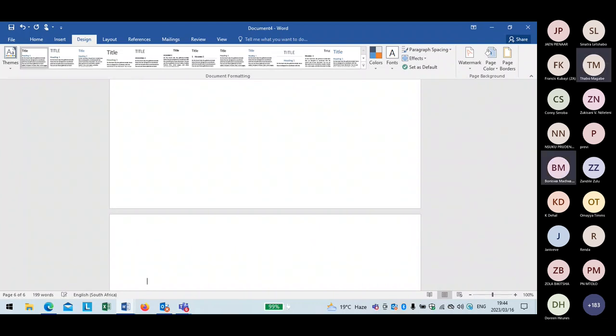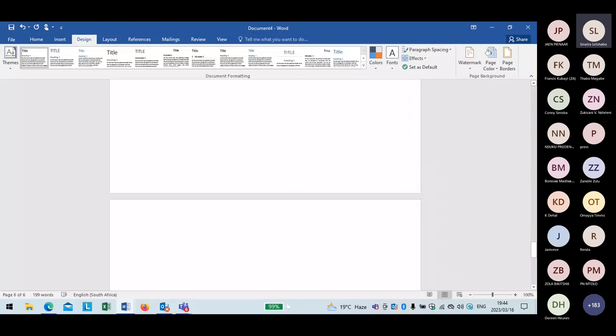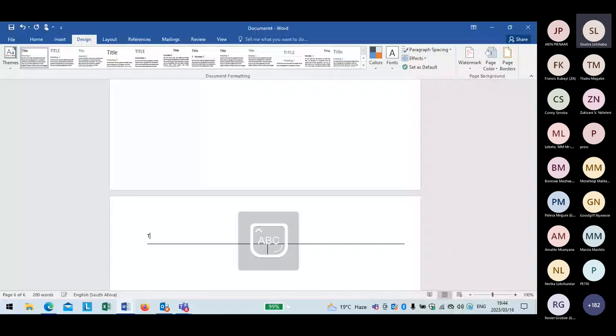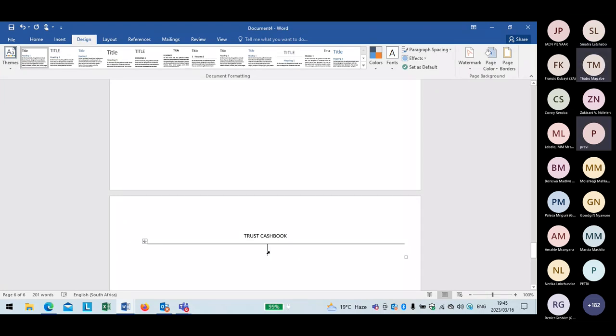Do you see? Yes, Prof. What do you do here? You open the... where do you go? Trust cash book. David. Yes. Trust cash book. Debit or credit? Debit. Why debit? We received money. Yes. There is money.